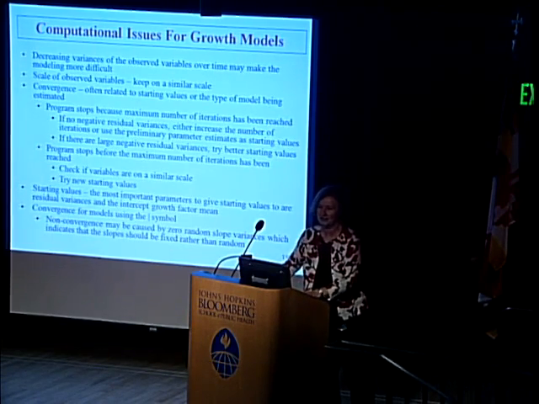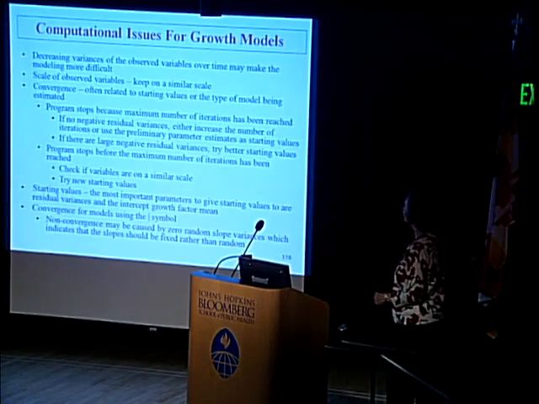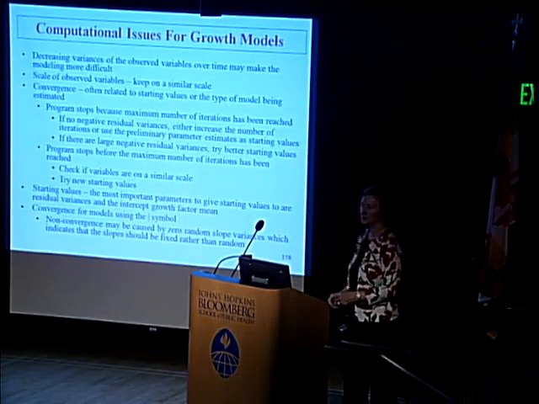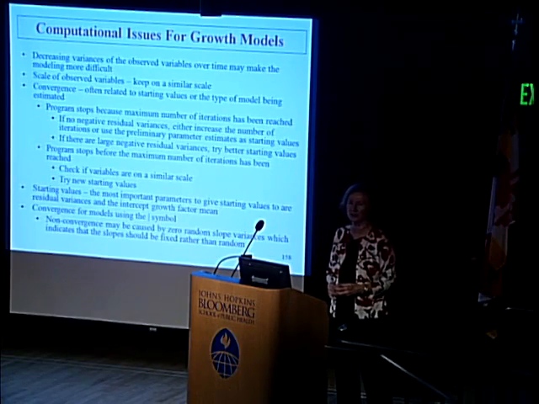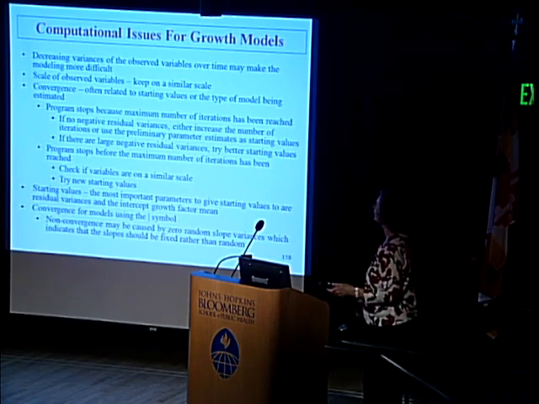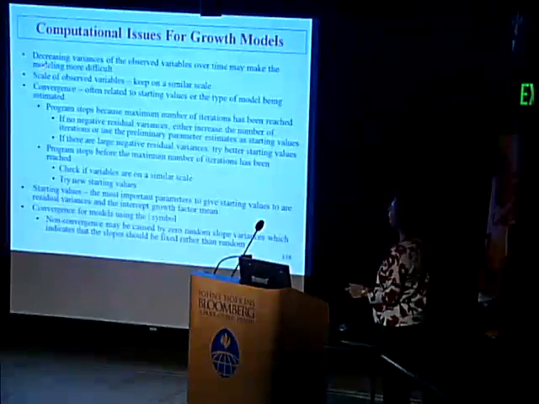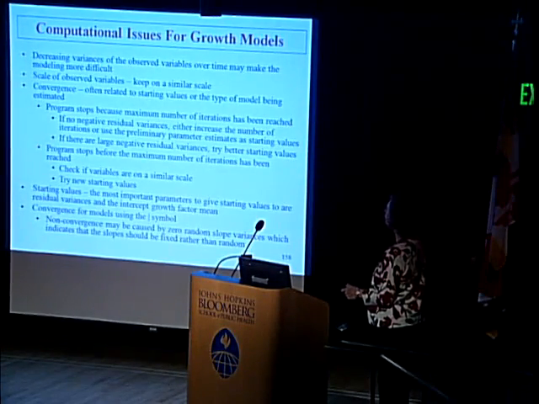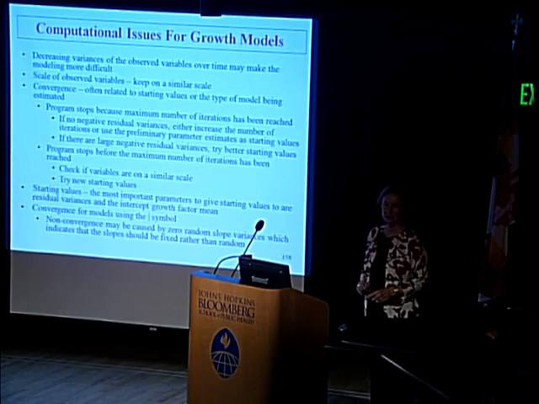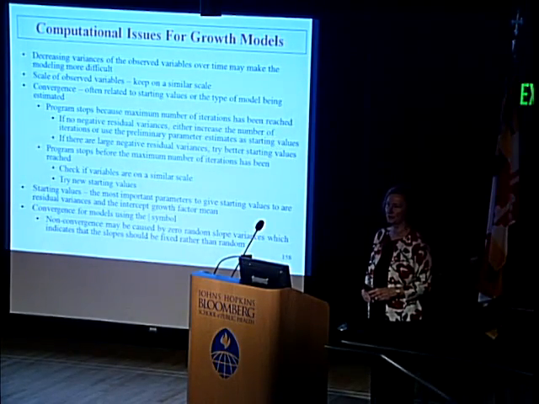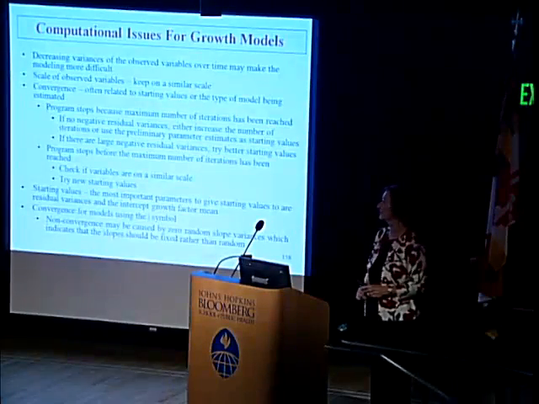So let me just, while Bengt is taking a little rest there, talk a little bit about some computational issues for growth models, some of which we've touched on, but just to summarize them. One thing we've already talked about is that if the observed variables decrease over time, this could make the modeling more difficult. So that's one thing to keep in mind.